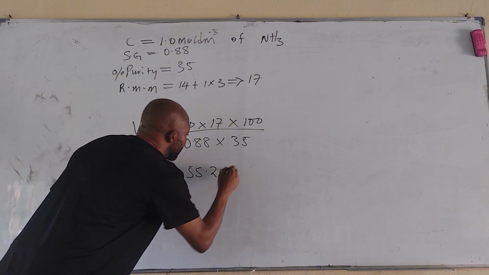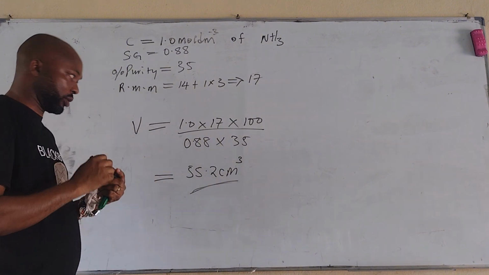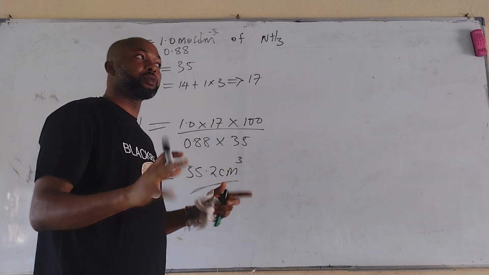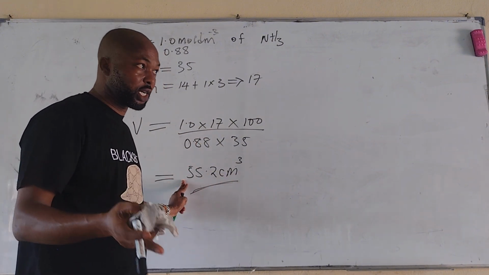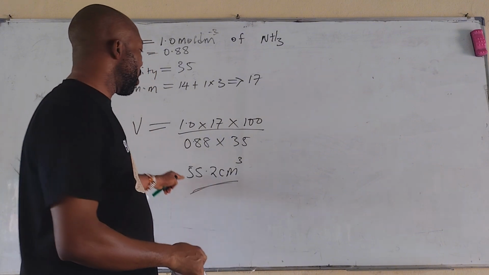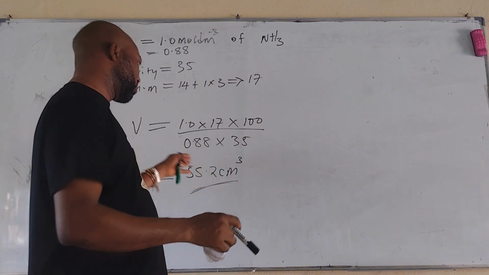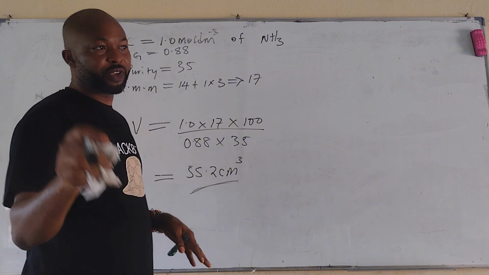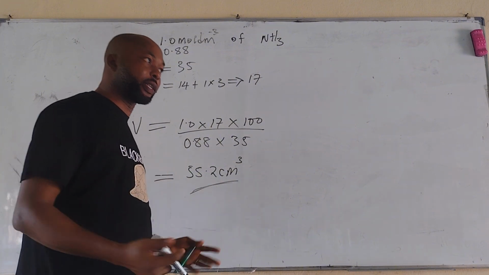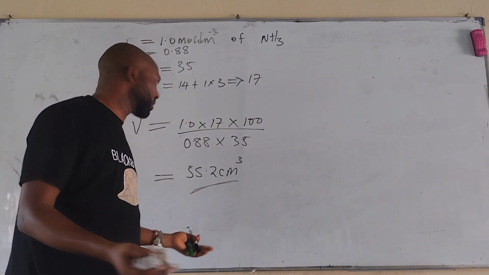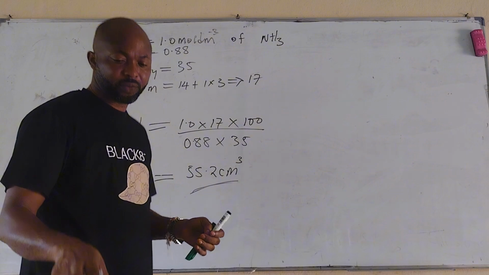So 55.2 cm cubed will be the required volume that should be measured from your stock bottle, which is concentrated, and dissolved in 1000 cm cubed of distilled water. Or you divide it by 2, dissolve it in 500, divide it by 4, dissolve in 250, divide it by 8, dissolve in 125, as the case may be, based on what you want. If you're dealing with a big class, you don't need to divide it, just make use of the 55.2.